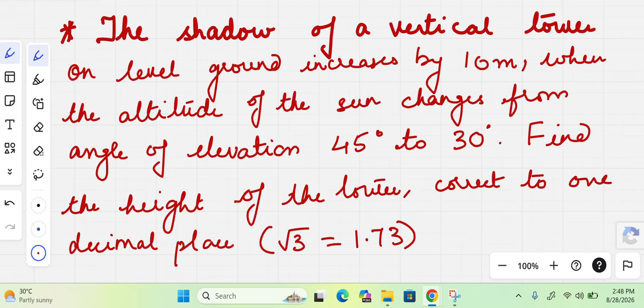Yes, are you able to do this? The shadow of a vertical tower. Did you draw the diagram? Come on, somebody tell. Did you draw the diagram? Yes, ma'am.